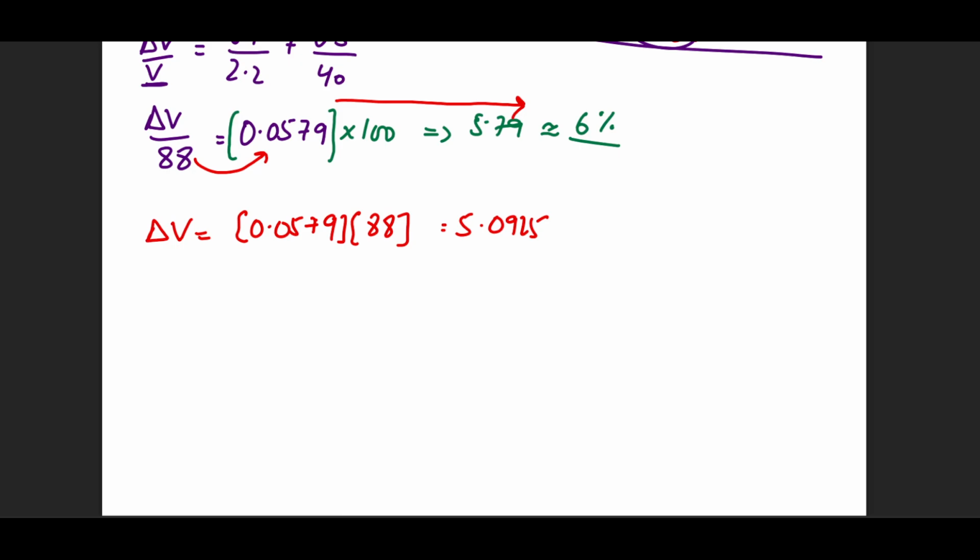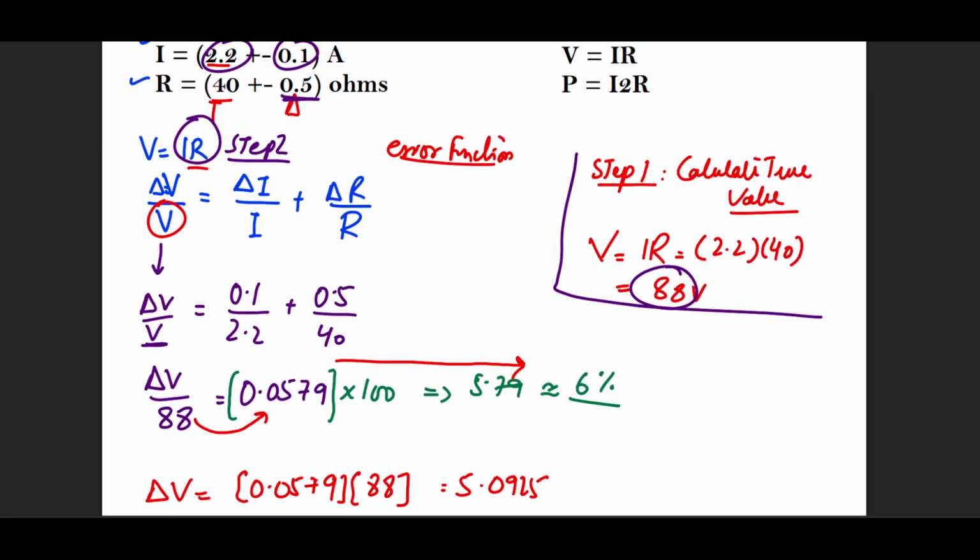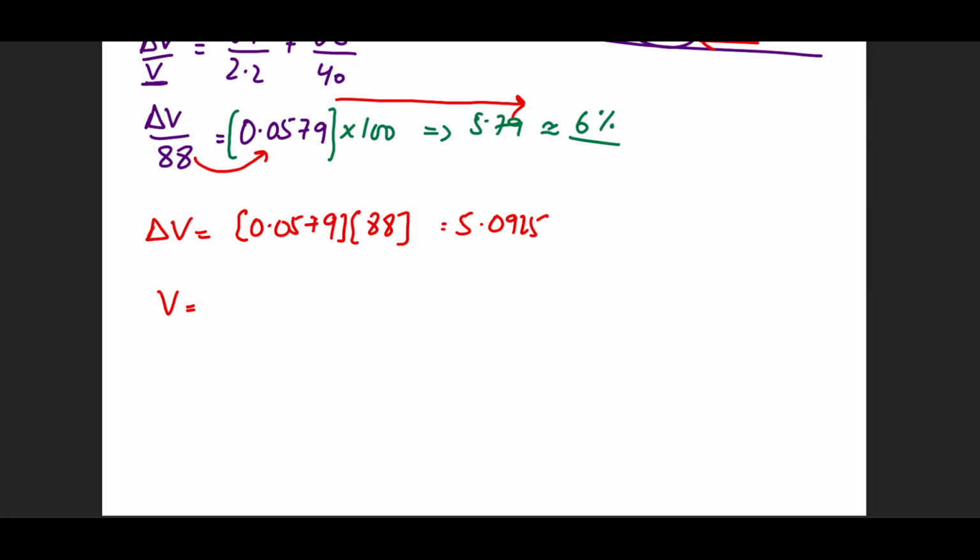So what is my final answer for V? V is going to be equal to the calculated answer, which is 88. Let's write this down first. Plus minus the absolute error, which is 5 only, because errors will always be up to one significant figure. So this is my final answer for voltage.